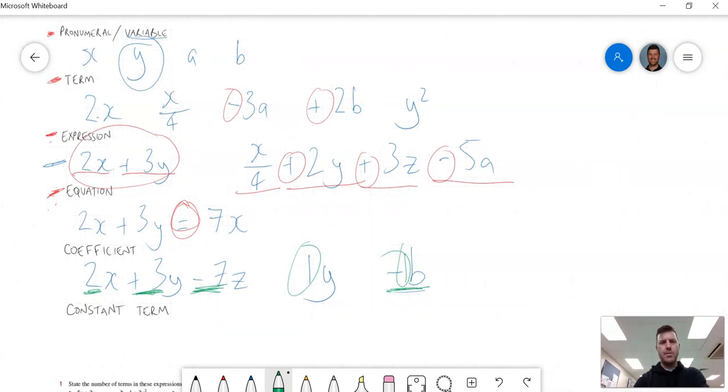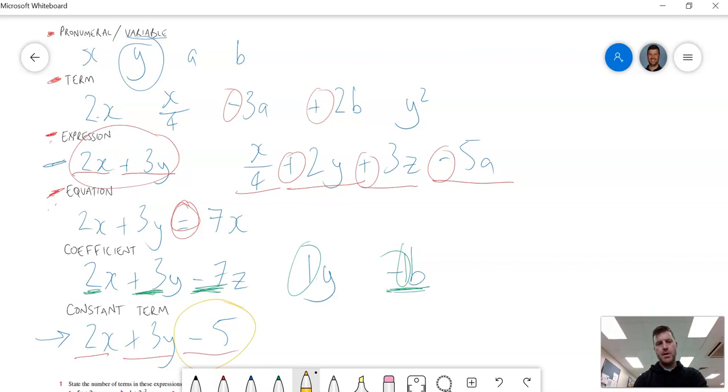The final word I'm going to introduce you to today is a constant term. A constant term is just a number with no variable. So if I was to write another expression, let's keep it similar, 2x plus 3y take 5. In this expression, I've got 3 terms, we'd all agree: positive 2x, positive 3y, and minus 5. My constant term is my number, number only, no variable. So in this instance, it's just minus 5. So if you're ever looking at an expression and you see a term that doesn't contain a variable, we call it a constant term. Okay?